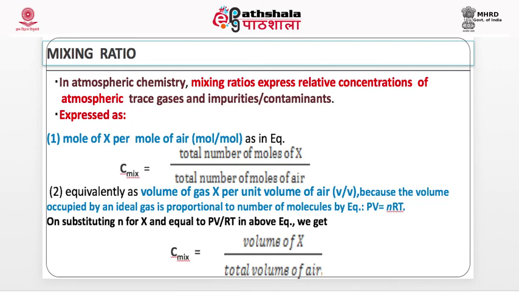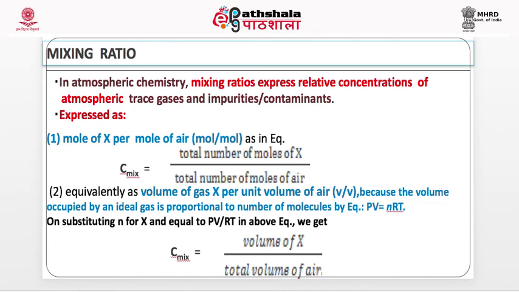Mixing ratio. The mixing ratio is equal to the number of moles per mole of air. Number of moles per mole of air, the unit is mole per mole. So, mixing ratio is total number of moles of X divided by total number of moles of air. The mixing ratio is a dimensionless quantity because remember, this is number of moles and this is also number of moles, so the unit will cancel out. So, it will be a dimensionless quantity having no unit.